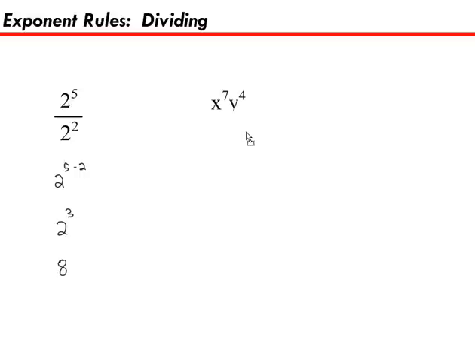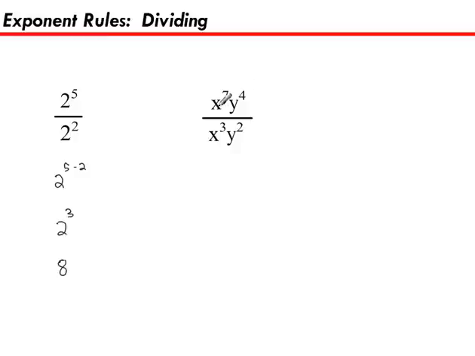x to the 7 multiplied with y to the 4, and it's all divided by x to the 3 multiplied by y to the 2. Can I use the same rule to simplify this? Well, it turns out, yes, I can.